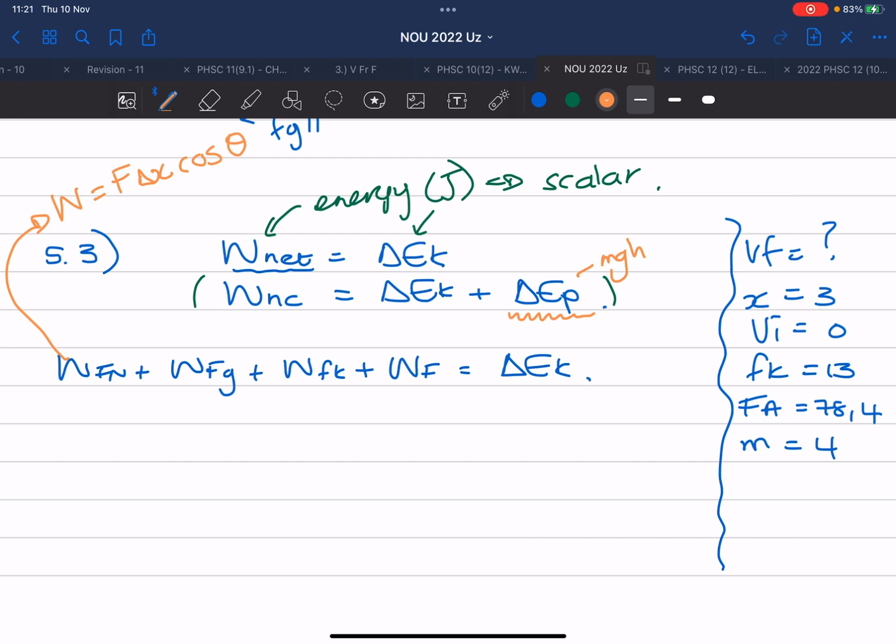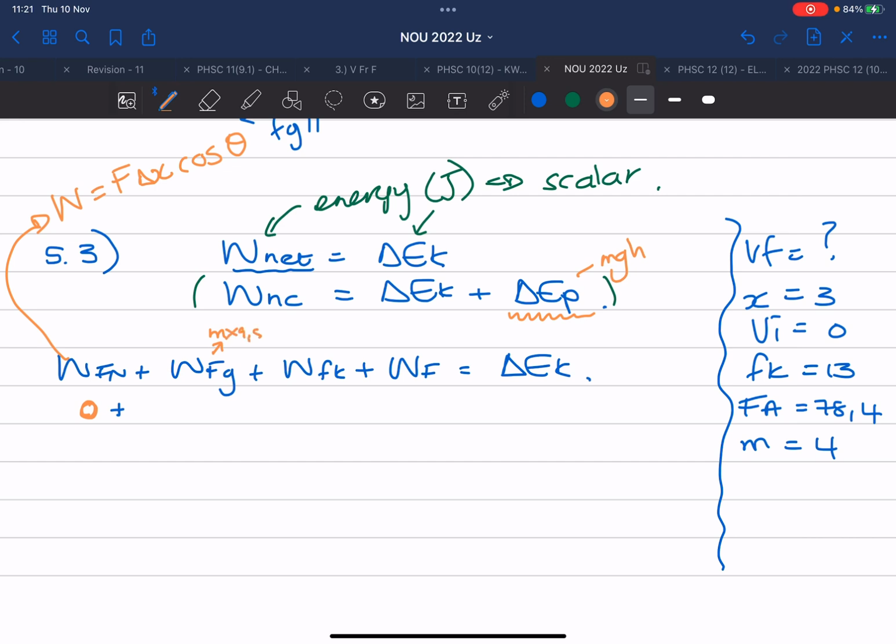So jy gaan dit toepas vir elke liewe een. You're going to apply it for each and every single one. Now, for the normal force, it's just always 0 because the cos is always 90 degrees. Always. Maar jy sit daar 0 in, want om te wys jy weet dit. Plus. Okay. Fg. How do I calculate Fg again?